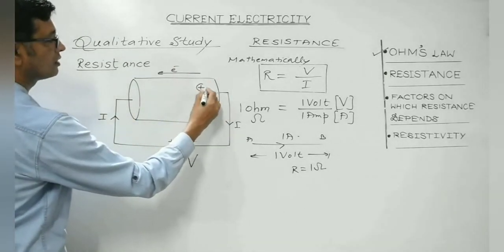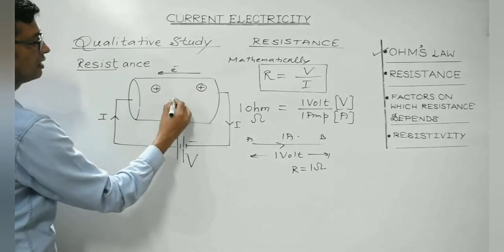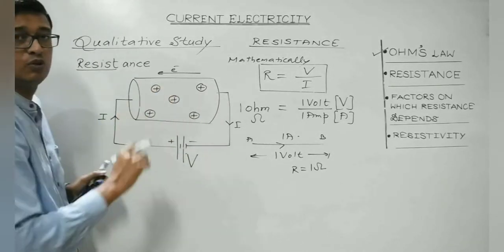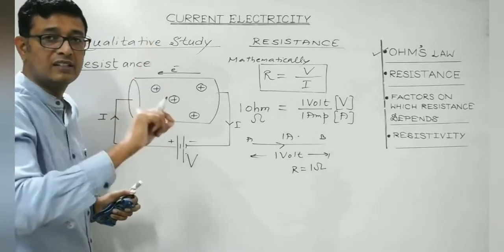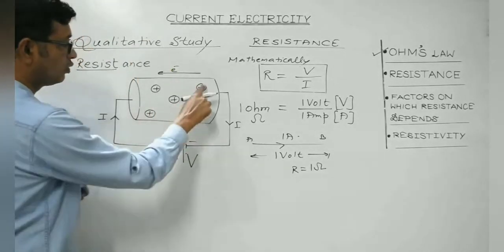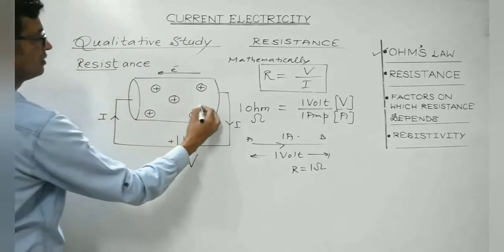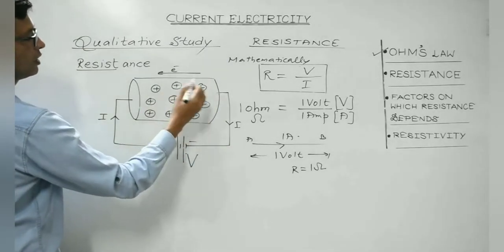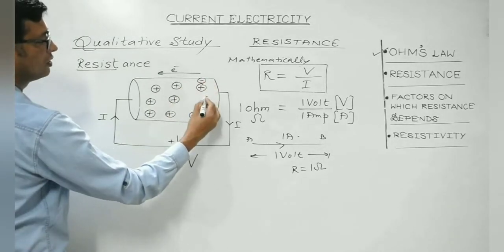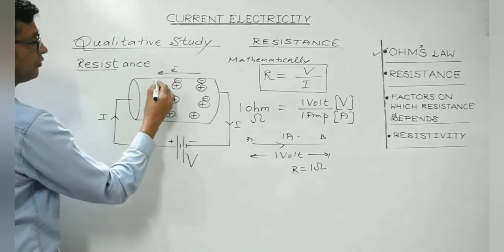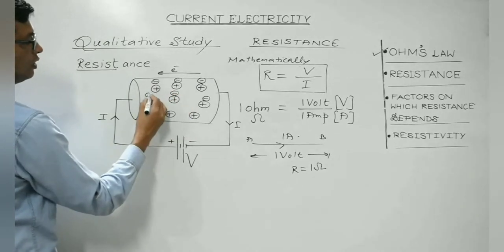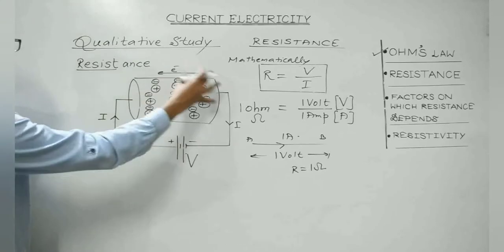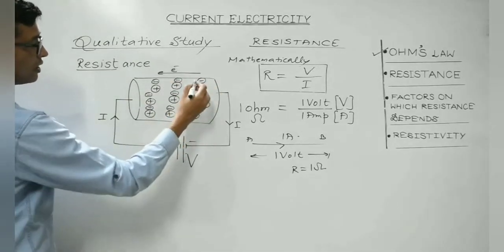These are the positive ions. As I stated earlier, they are immobile, that is, they can't move, they only oscillate about their mean position. They don't act as charge carriers. They simply keep vibrating about their mean position. These are the electrons. Which electrons? Free electrons or valence electrons, which move in a particular direction under the influence of this external source. So now they will tend to drift in a particular direction.